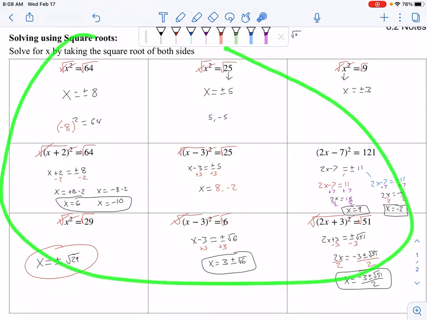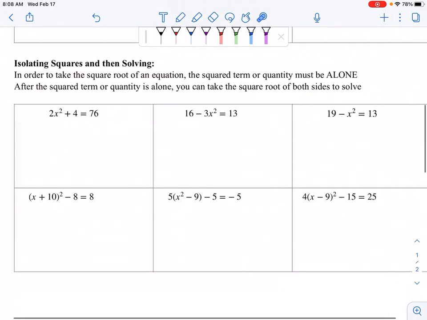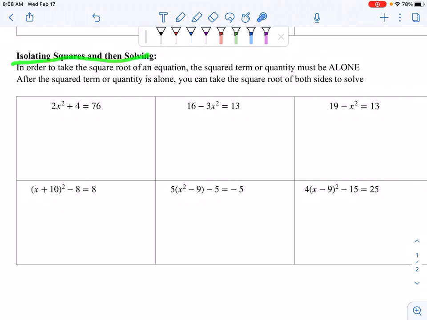So in order to get to this math, you may need to isolate the squares first. And in order to take the square root of an equation, think about the order that we solve equations. We look for whatever's adding or subtracting first, we move that, and then we take whatever is multiplying or dividing and we move that, right? So there's our order to a 2-step equation.